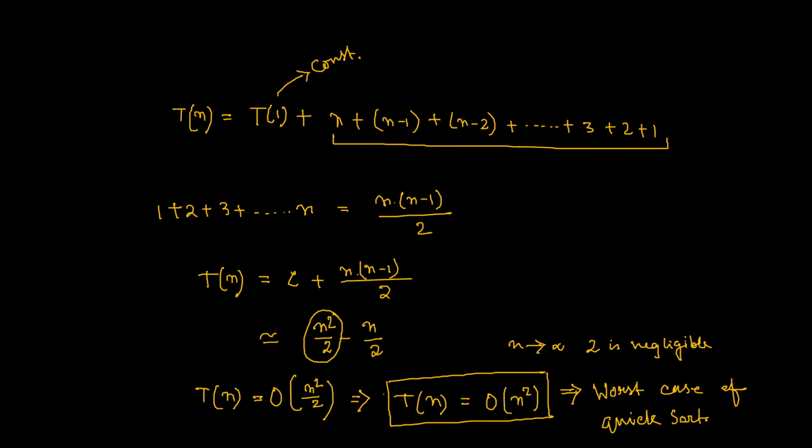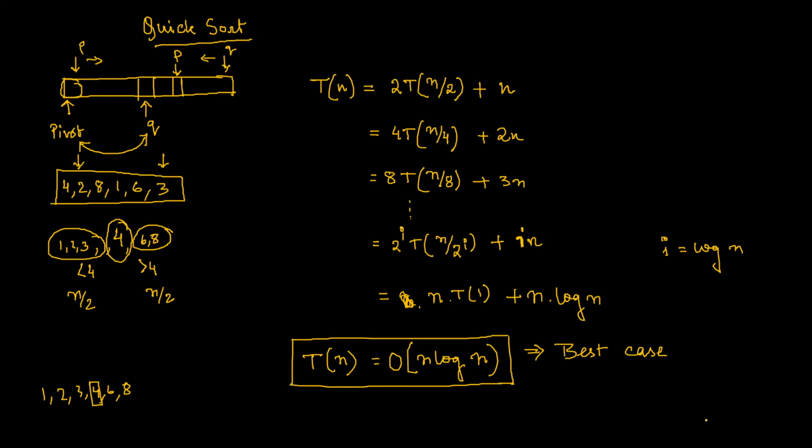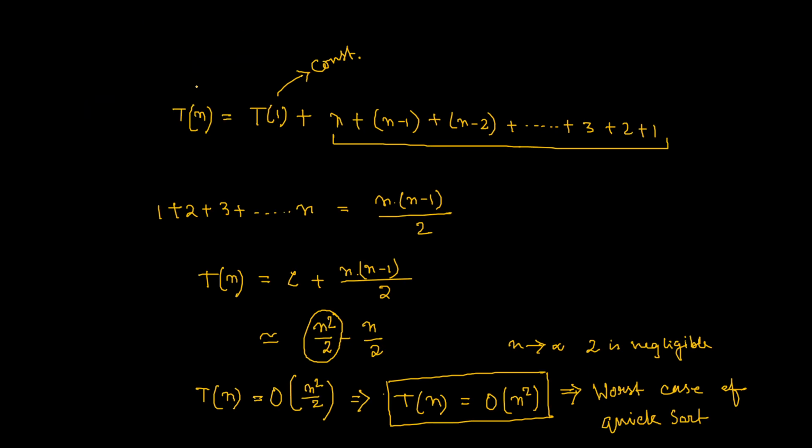So one thing we have found here is that where you are taking the pivot element is not important. If you consider the pivot element maybe in the middle, maybe on the right side, it doesn't matter. What is important is the value of the pivot element. So this is a very important observation we can conclude over here.